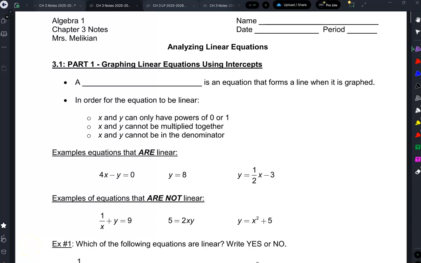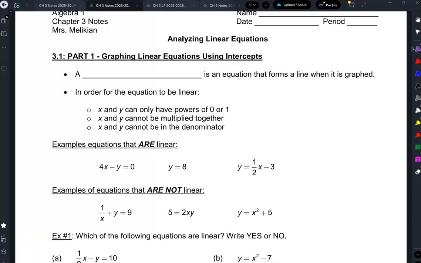Hi, so this is the first part of 3.1. So we're going to start with graphing and looking at some linear equations today. So first of all, a linear equation is an equation that forms a line when it is graphed, right?